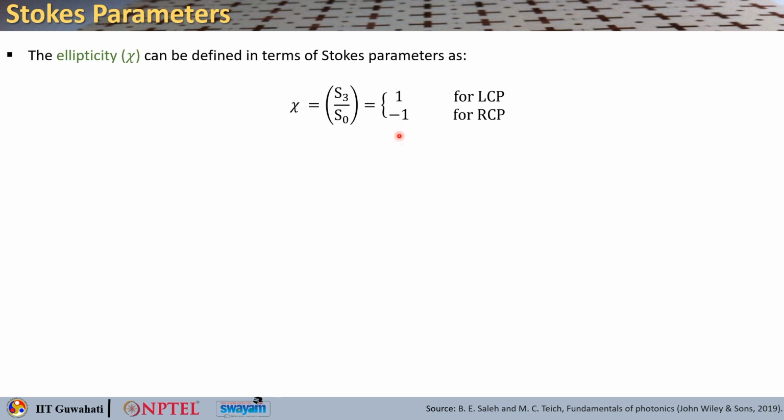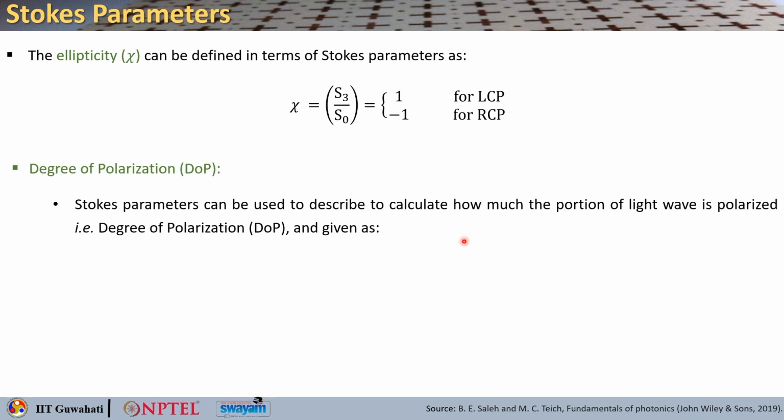Okay. Now the ellipticity, here again we are using the symbol chi, that can be used to define Stokes parameter. So chi you can define as S3 over S0. S0 is the unpolarized plus polarized light, that is the total light, right, total irradiance. So S3 by S0, if the ratio is 1, that means it is a left circularly polarized light. If it is minus 1, it is RCP, right circularly polarized light. So using this you can always find out what is the degree of polarization. That means your Stokes parameters can actually describe how much portion of the light wave is basically polarized.